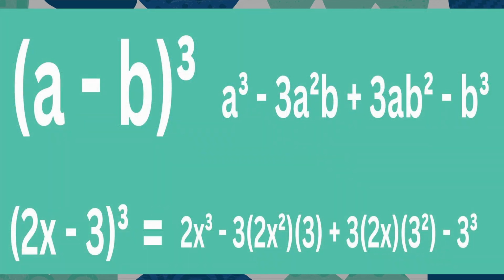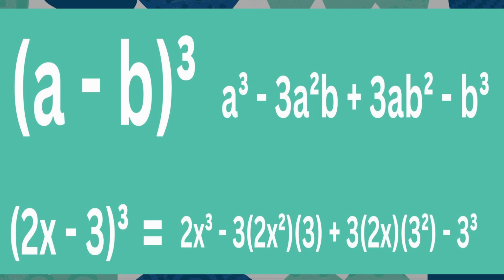Try this example to better test your knowledge on this. Here's how to answer the example that I just gave you. You may write the pattern for a guide. Write down the expression and find a cubed, negative 3a squared b, positive 3ab squared, and negative b cubed. A represents the first term and b represents the second term. In this binomial, the first term is 2x and the second term is negative 3.